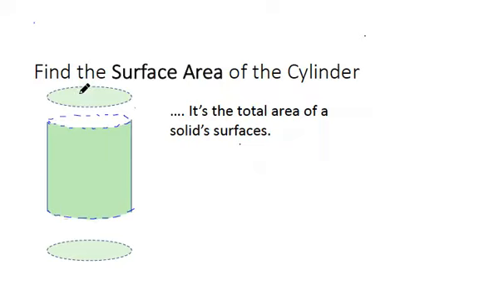Well, the area of a circle is found by pi r squared. Now, because we have two circles, we want to multiply this times 2. Now, that'll only get me the top and bottom surfaces of this cylinder. So we need to find the surface area of that curved wrapping.